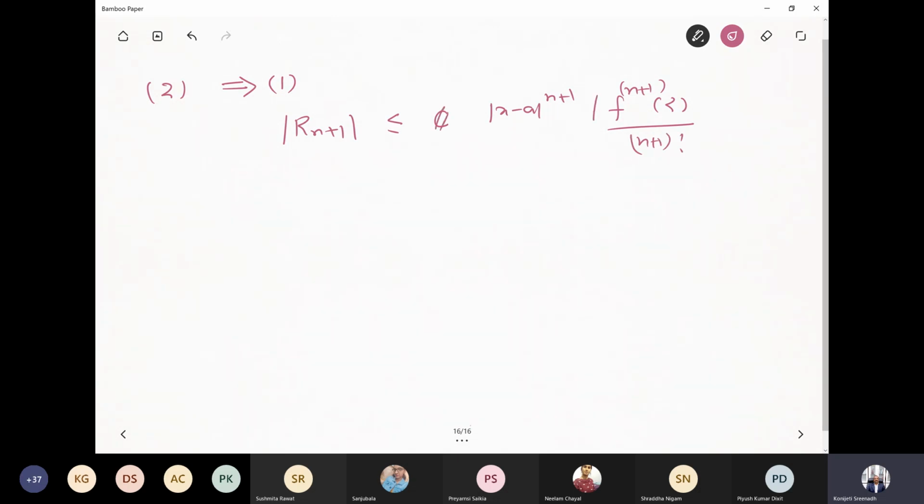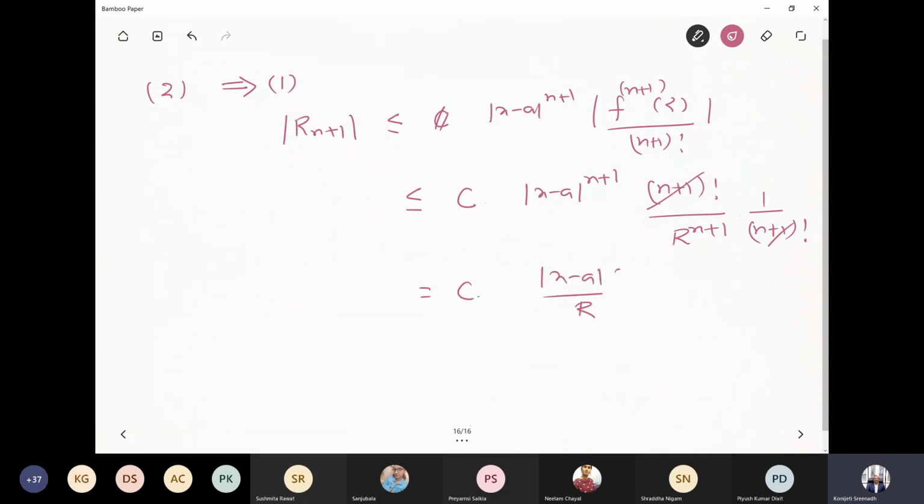So this is the remainder term. We have that estimate that says this is going to be less than or equal to c into mod x minus a to the power n plus 1, and this is going to be (n+1) factorial by r to the power n plus 1. That's the estimate on this term, and 1 upon (n+1) factorial. So these things get cancelled, and you will have c into mod x minus a by r to the power n plus 1.